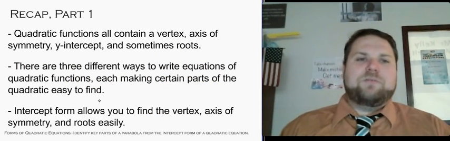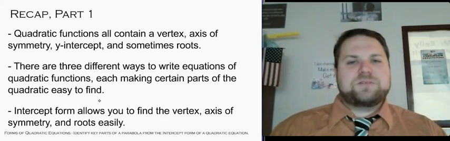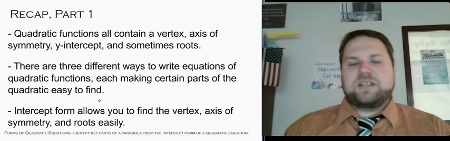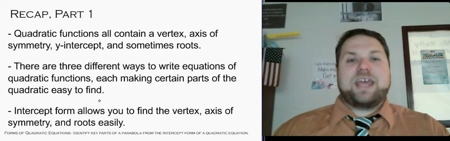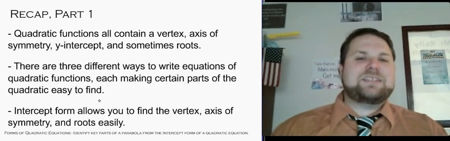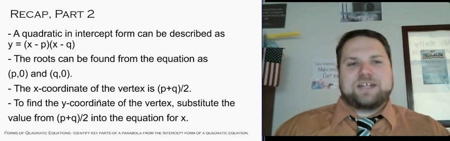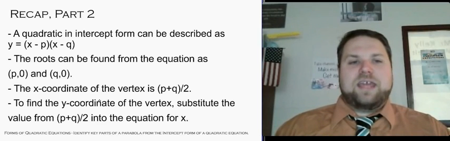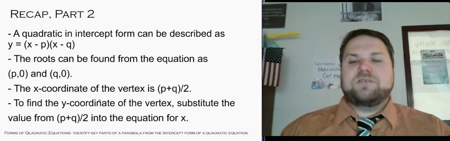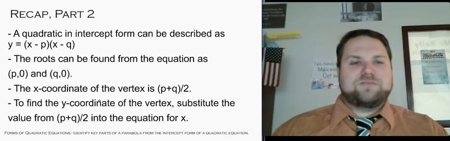So to recap, we have all our parts of a quadratic function: vertex, axis of symmetry, y-intercept, roots, and we have our 3 forms of equation. Here we're focused on intercept form, which allows us to find the vertex, the axis of symmetry, and the roots. And the easiest one to find is the roots. This thing takes the form y equals a times x minus p, x minus q. The roots are just p and q, and the x-coordinate of the vertex is p plus q divided by 2, and then we substitute that back in to find our y-coordinate, very similar to how we did with standard form.